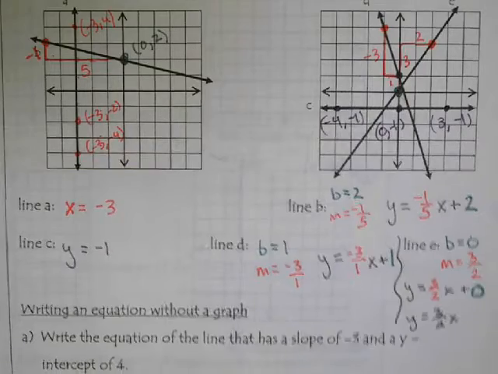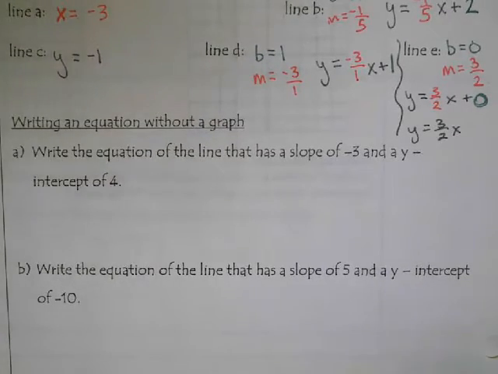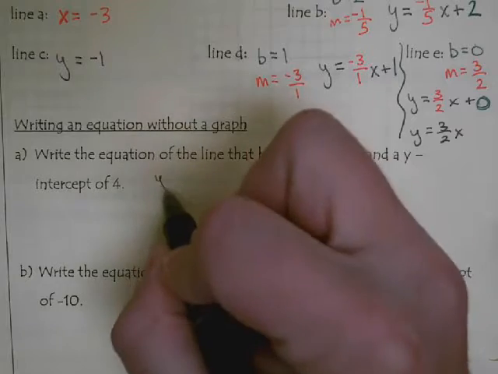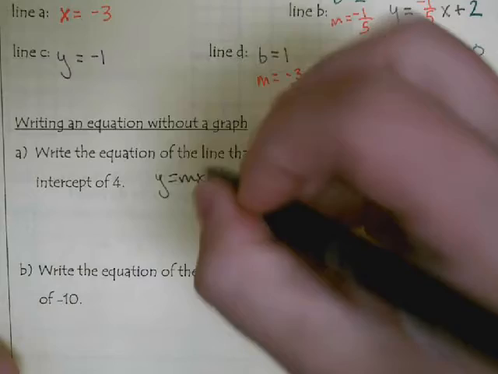Okay, so next we want to write an equation in slope-intercept form. So let's write that slope-intercept form down as a reminder. Y equals mx plus b. And we're just given the words.